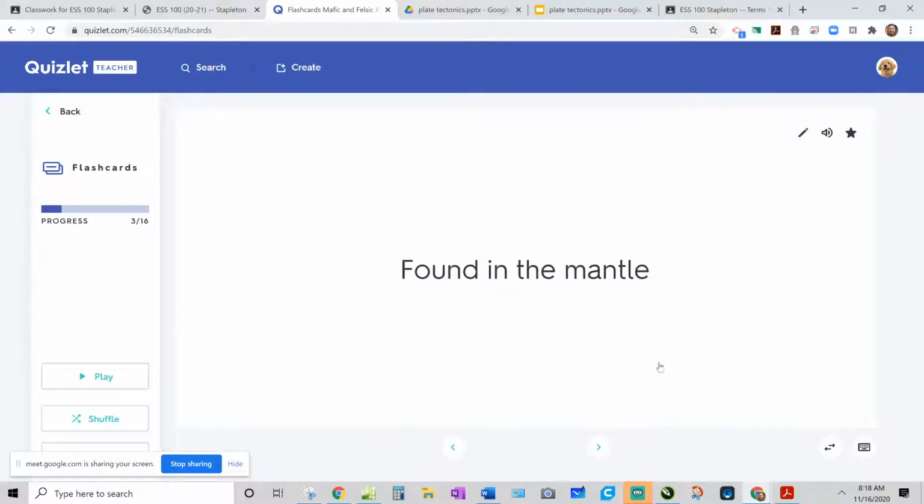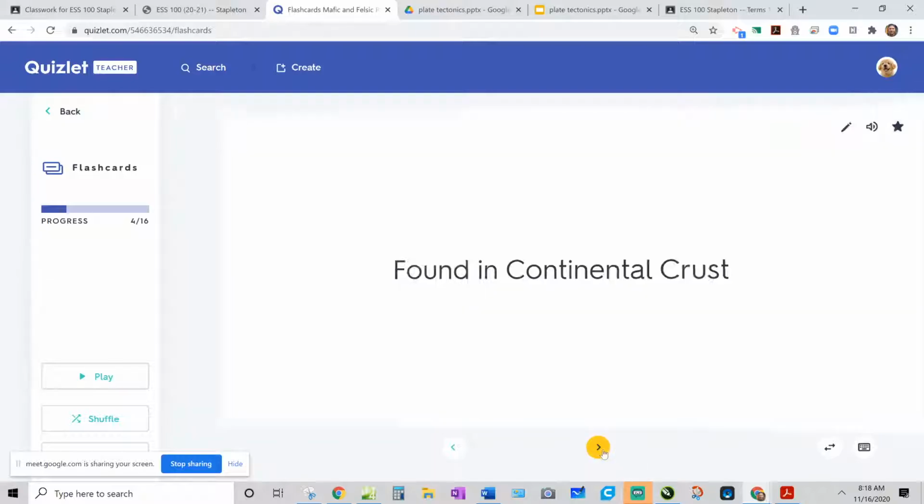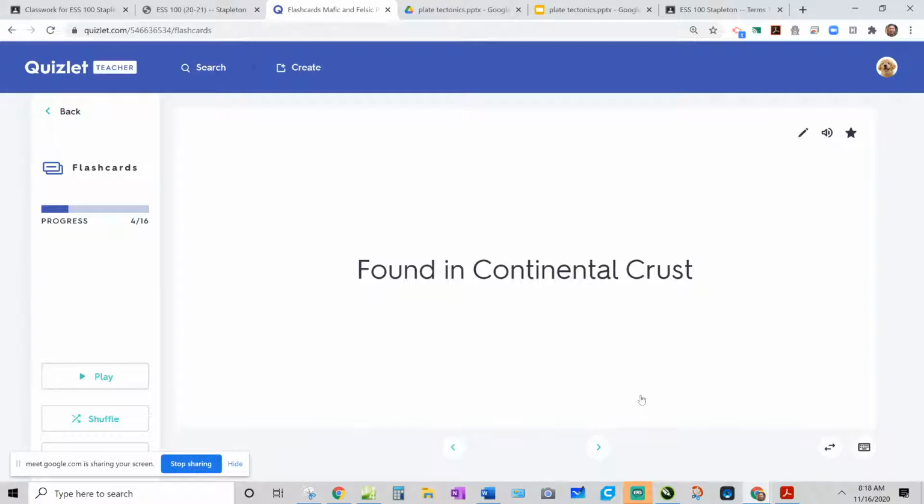Found in the mantle. Tommy. Found down deep, that's a hint. Is it mafic or felsic? Mafic. The mafic stuff is dense, so it's going to be deep in the mantle. Found in continental crust. Harriet. Felsic, yeah, the felsic stuff's less dense, and the continental crust is on top.